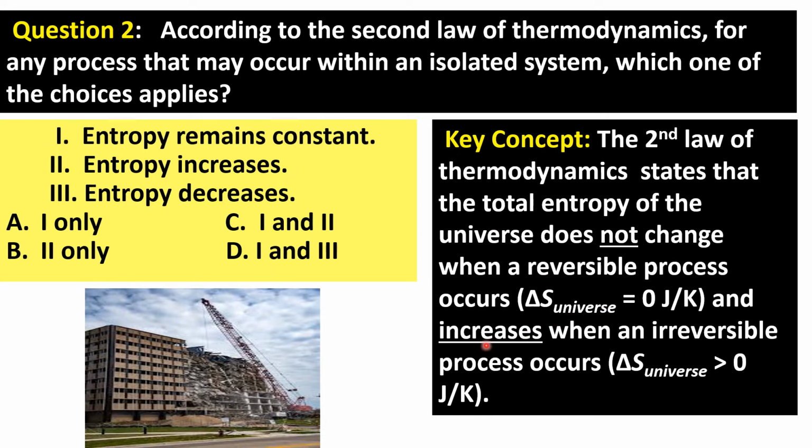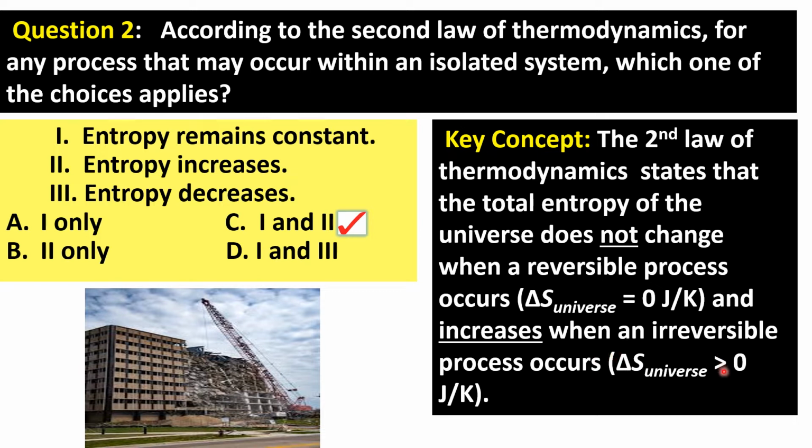And entropy increases when an irreversible process occurs. It can be stated that the delta S, or the change in entropy of the universe, is greater than 0. So that means statements 1 and 2 are both correct. So which option describes that? Of course, the correct answer is letter C.